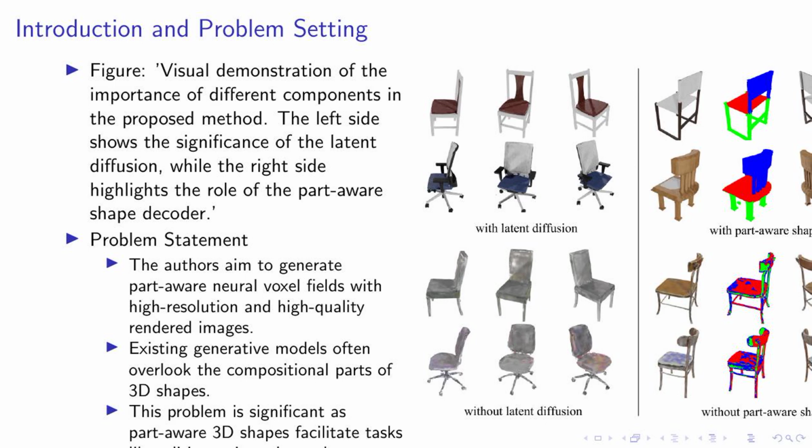Frame title: Our Proposed Method. Figure: our approach consists of a latent 3D diffusion model and a part-aware shape decoder. The diffusion model enhances the resolution of the voxel fields, while the shape decoder generates part-aware shapes. Item: our method. The latent 3D diffusion model compresses the object fields into a smaller latent space, facilitating high-resolution voxel fields. The part-aware shape decoder integrates part codes into the voxel field, producing high-quality rendered images and semantic part maps.